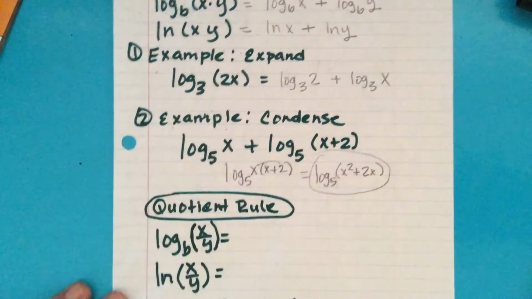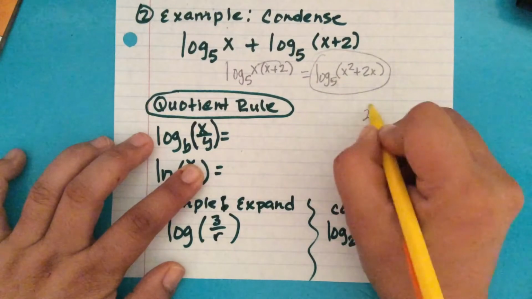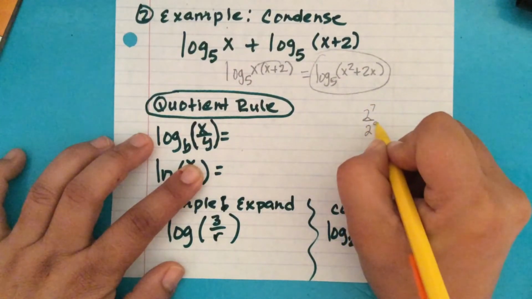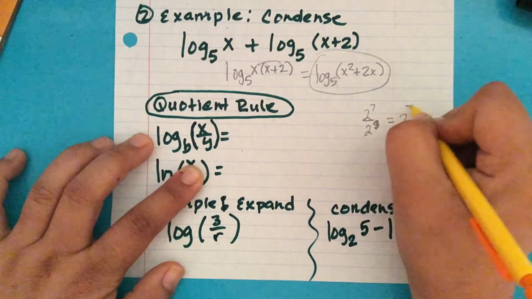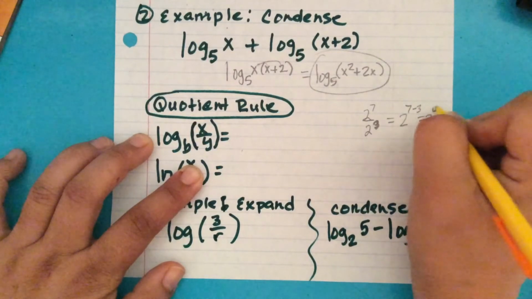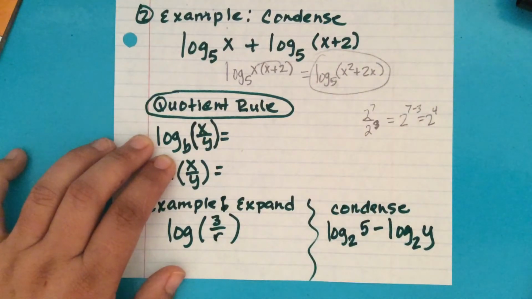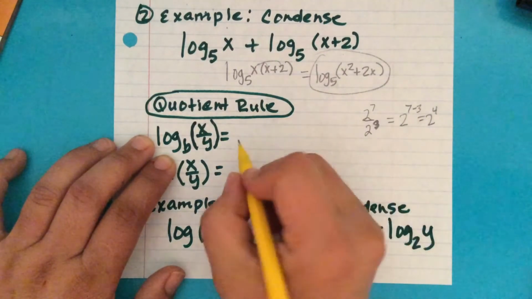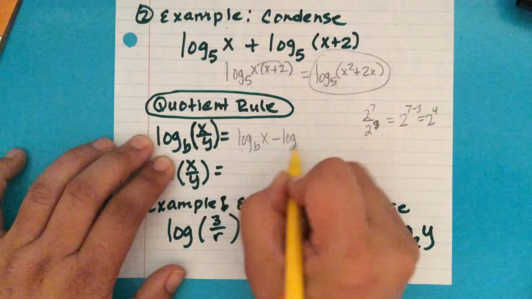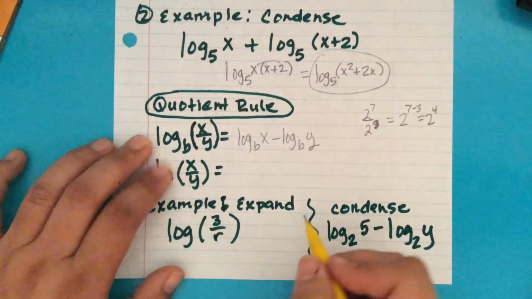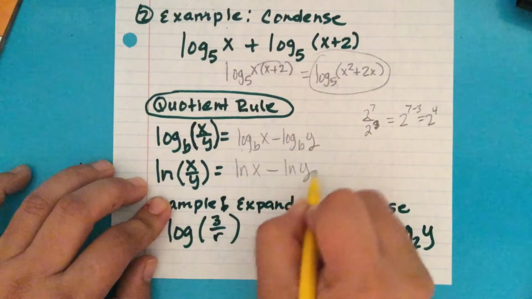That doesn't change. Okay, the quotient rule. So when you divide, what do you do to exponents? So if you have 2 to the 7th over 2 to the 3, what do you do to the exponents? Well, you subtract. 7 take away 3, that's going to be 2 to the 4th. So that's the same idea here. When you're dividing, you're going to change it to a subtraction. So you're going to have log base b of x minus the log base b of y. If you have the natural log, it's the same thing, natural log of x minus the natural log of y.